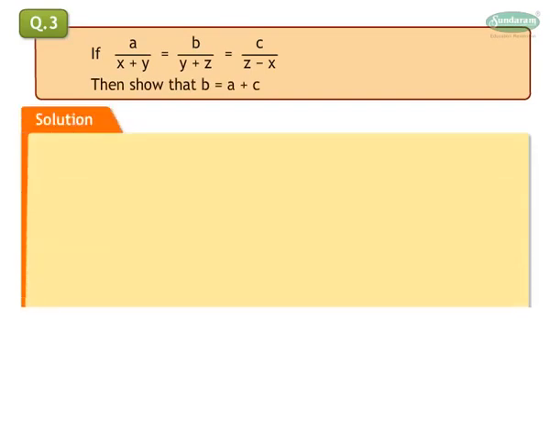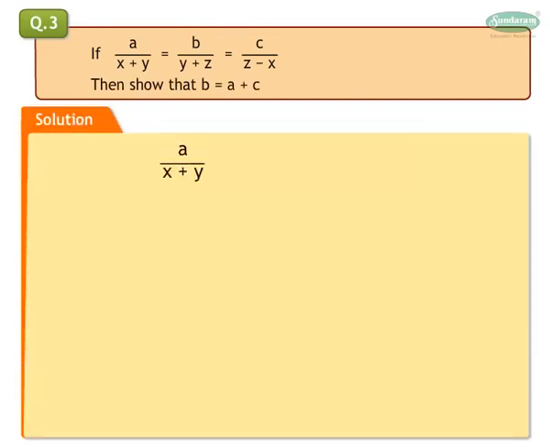Question 3. If a/(x + y) = b/(y + z) = c/(z − x), then show b is equal to a + c. Solution. Let a/(x + y) be the first ratio, b/(y + z) be the second ratio, and c/(z − x) be the third ratio. Let each ratio be equal to k.